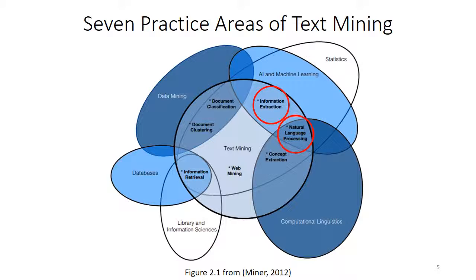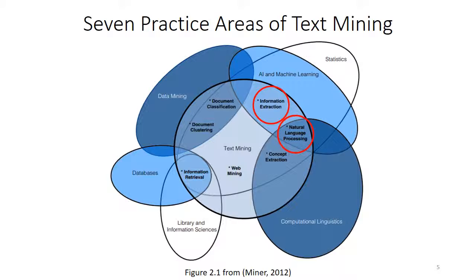And you can see with this graphic, text mining really is interdisciplinary. There are so many fields that come into play, like data mining and database management. There are even library sciences and computational linguistics, artificial intelligence, statistics. Obviously, text mining pulls a bunch of different fields together.